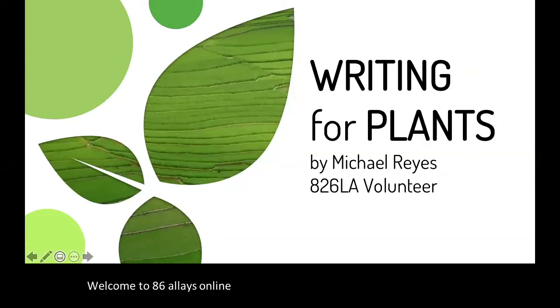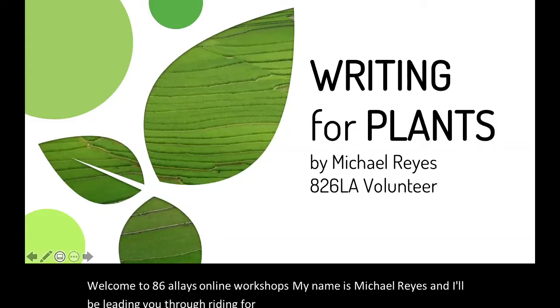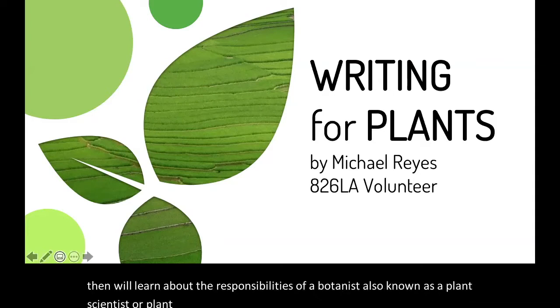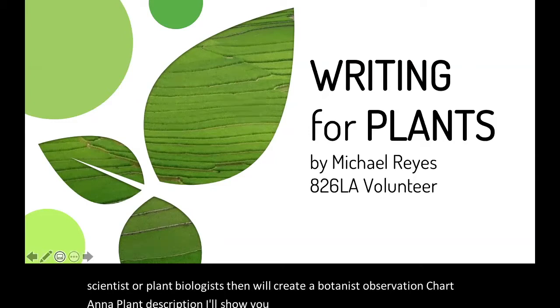My name is Michael Reyes, and I'll be leading you through writing for plants. First, we'll play a little guessing game. Then we'll learn about the responsibilities of a botanist, also known as a plant scientist or plant biologist. Then we'll create a botanist observation chart and a plant description. I'll show you some examples of each when we get to that point of the workshop.